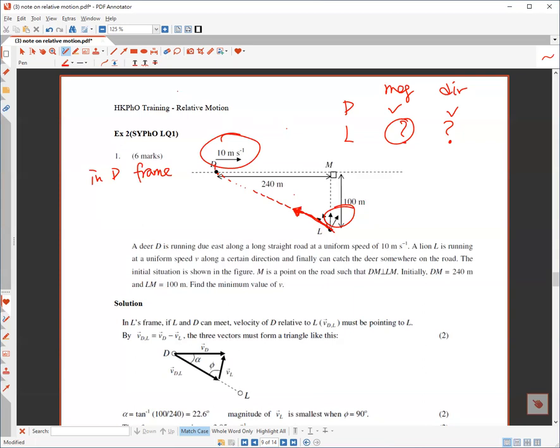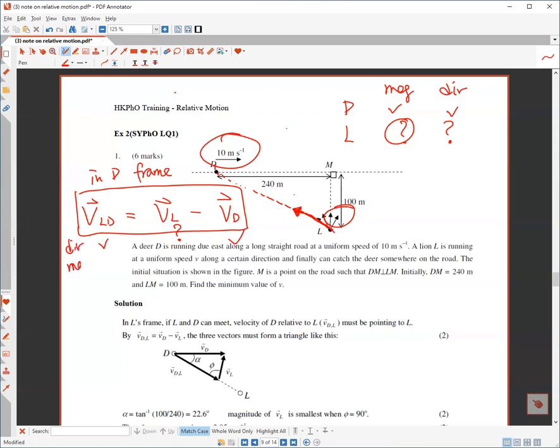So the velocity of the lion relative to the deer is the velocity of the lion minus the velocity of the deer. You can say the velocity of the lion is the velocity of the lion relative to the ground. I hope you can write down this formula quickly. Then we know the magnitude of this one, but know nothing about the direction of this one. We know the direction of this one, but we don't know the magnitude of this one.